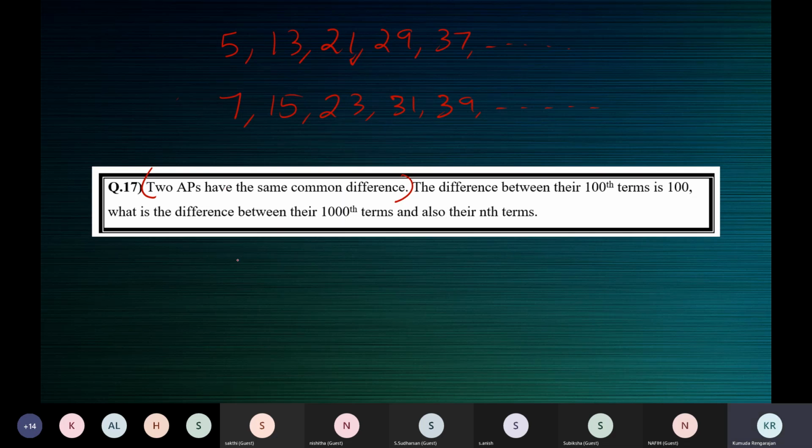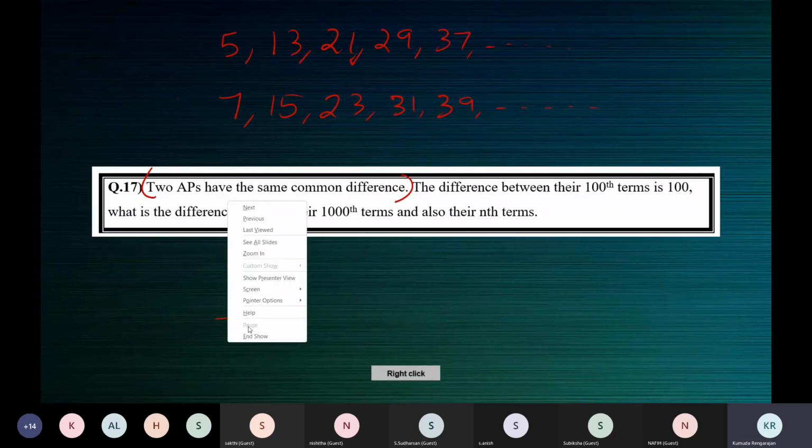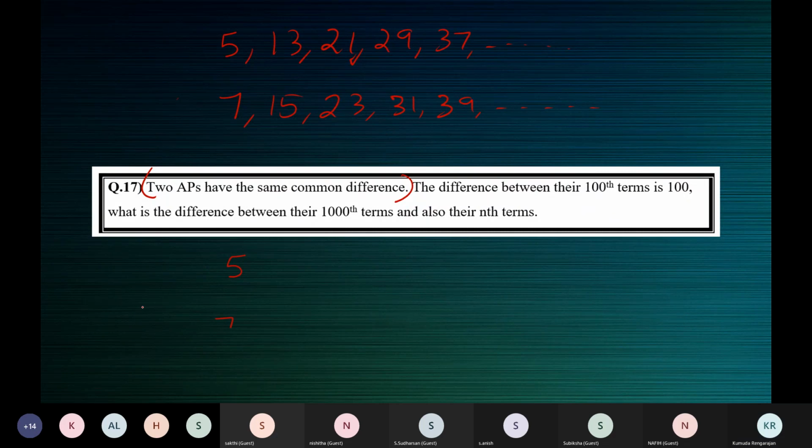So their first terms are not the same. Let the first term of one AP be 5. Let the first term of the other AP be 7. They have the same common difference. So we just assumed it to be 8, and we generated the APs. Now what do you observe?